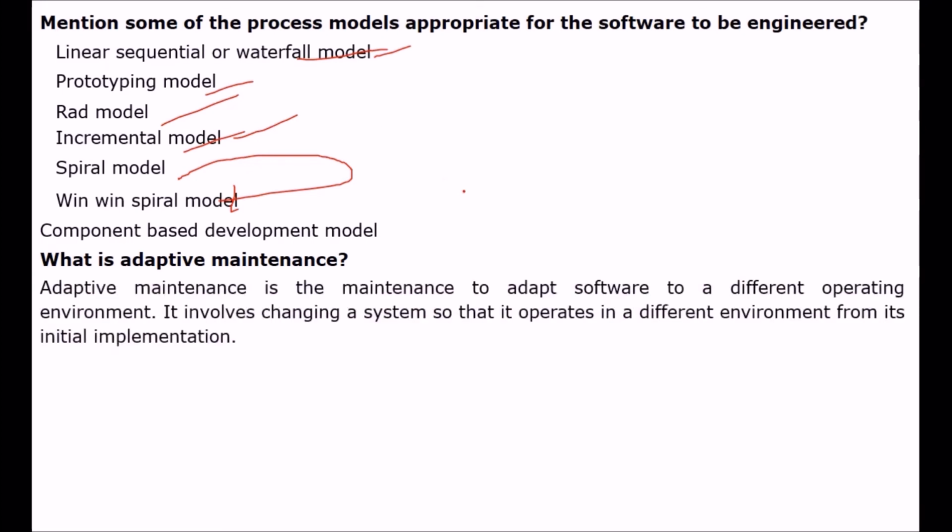What is adaptive maintenance? There are various types of software maintenance. Four types of maintenance: preventive, corrective, adaptive, and one more is there, perfective. So adaptive maintenance is the maintenance to adapt software to a different operating environment, and it involves changing a system so that it operates in a different environment from which it was intended.